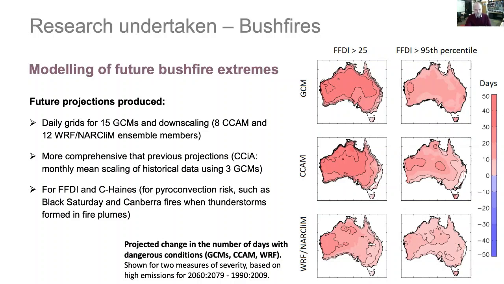The figure presented here shows projections of the Forest Fire Danger Index for global climate models, CCAM and WRF downscaling approaches. And 2 measures of severity are shown: FFDI greater than 25 and also FFDI greater than its historical 95th percentile at a given location. And it shows that the results are very clear, with increased fire danger for Australia due to increasing emissions.